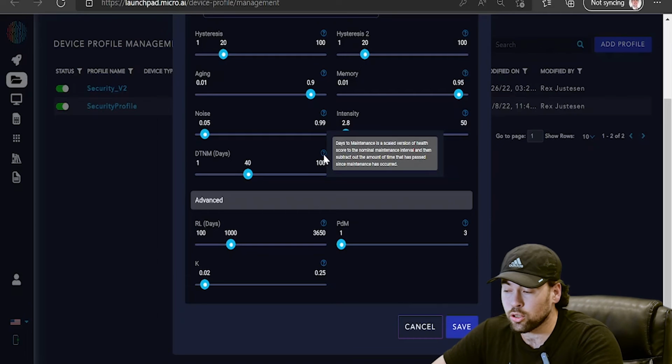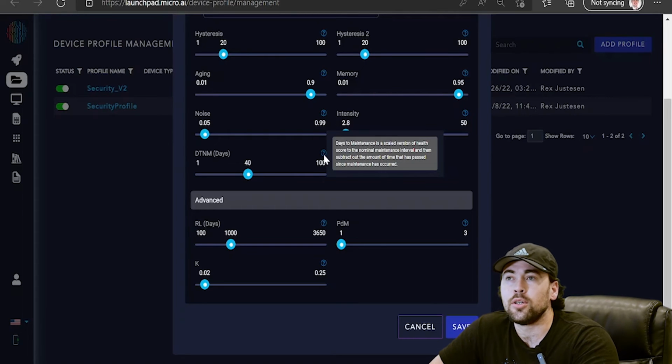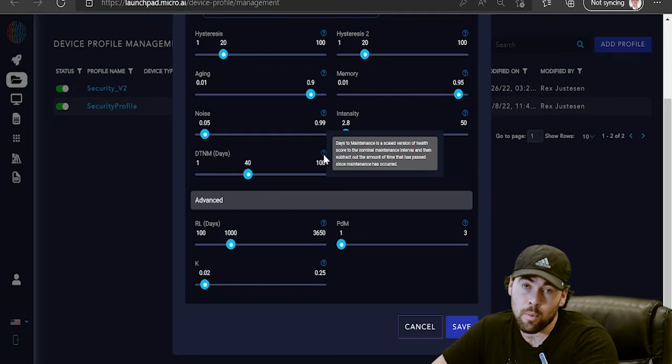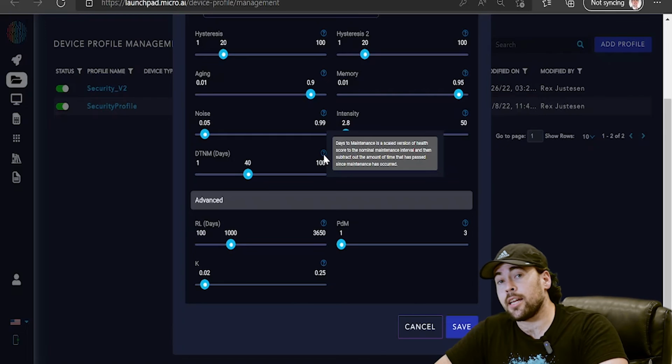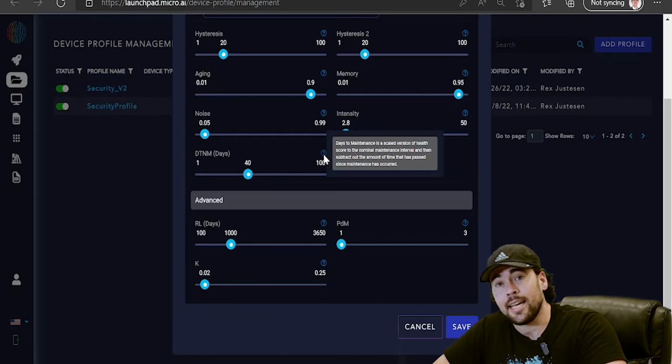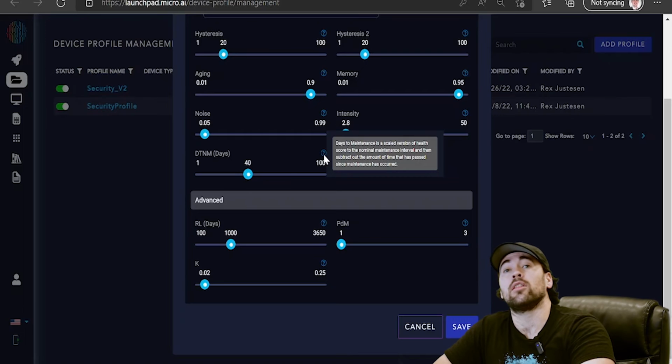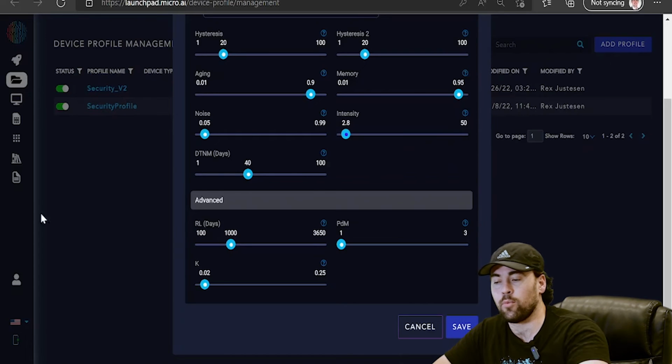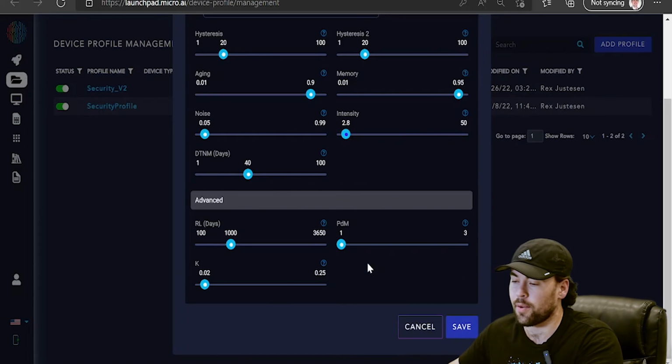And then health score will use that to calculate. So if anomalies are occurring in a device and your normal days to next maintenance is 40, but the AI engine is detecting a lot of anomalies, it's going to give you a predicted days to next maintenance. So it's going to predict that, hey, maybe you should check it in 20 days instead of 40 because we've had this many alerts going on. And so that's what health score uses with days to next maintenance.